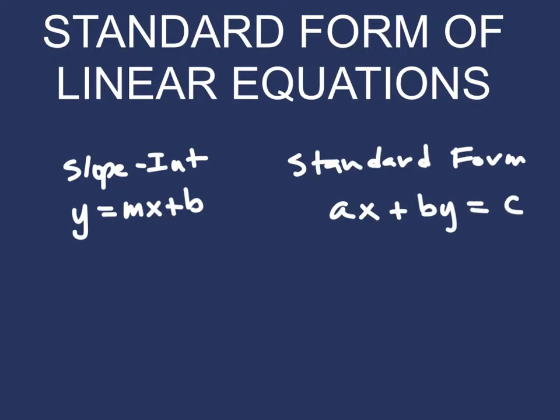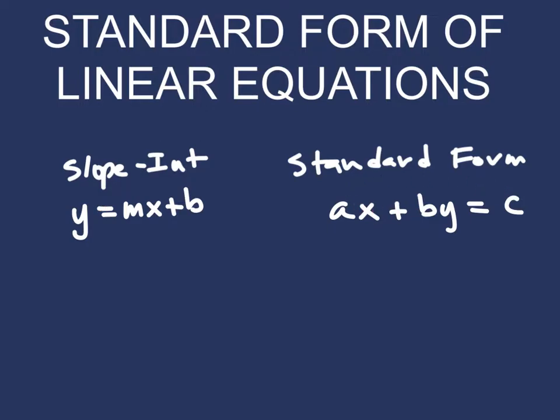What I notice as the difference right off the bat is that x and y are on the same side of the equal sign, and in slope-intercept form, we have that equation solved for y. So we use these in different situations. Sometimes you're given a problem in standard form and you want to put it into slope-intercept form, and that's something that we can easily do. And we can also go from slope-intercept form to standard form.